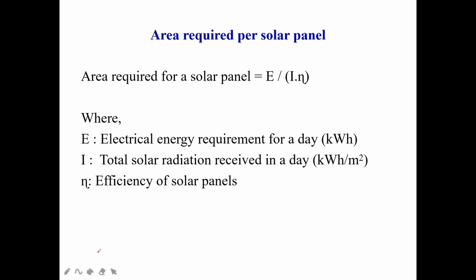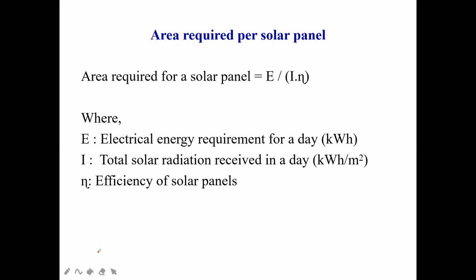Here we want to have this application. So this is the area required for a solar panel. This is something very important, because wherever you want to implement these solar panels, the question arises: what is the area requirement? So area requirement is always given as area equals E divided by I into eta. What is that? E is the electrical energy requirement in a single day as per your requirements, maybe household, maybe commercial. I is the total intensity, and eta is the efficiency.